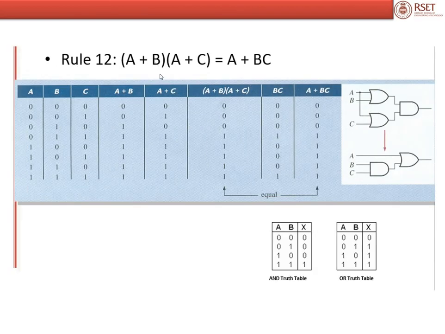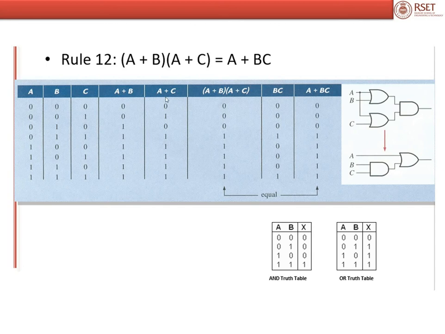Rule number 12 is A plus B into A plus C is equal to A plus BC. It can also be proved by a table. Here 3 variables are there, A, B and C, so the possible values, that is 8 combinations, are written here.